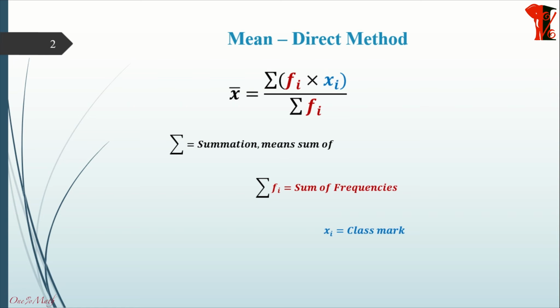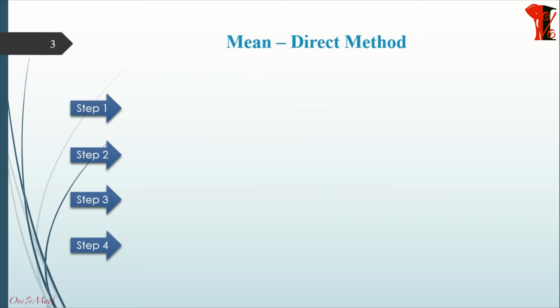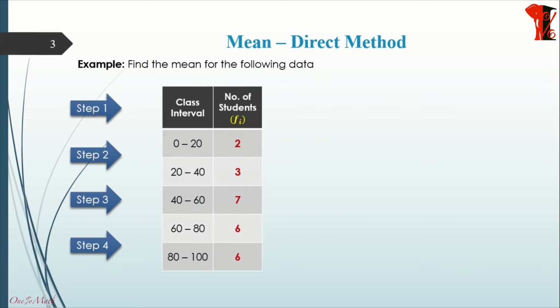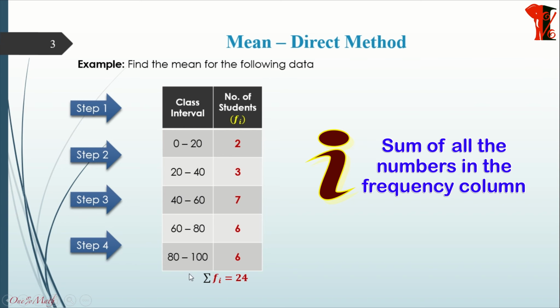So let us move on to the example without delay. This is going to be our first example, and it has a total of 4 basic steps. The first step is to find sigma fi. This column is the frequency column, the number of students: 2, 3, 7, 6 plus 6. When you add all of them, you will get 24.